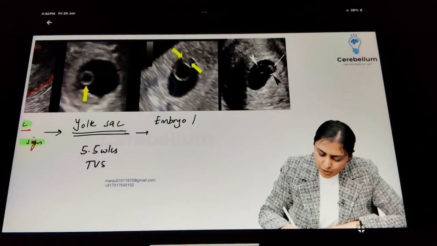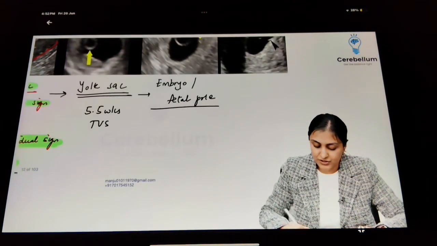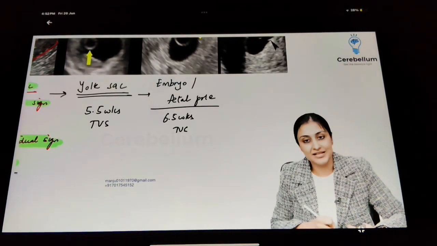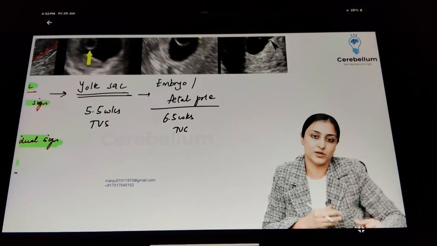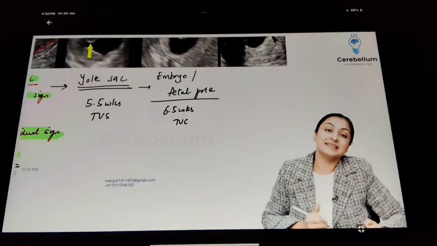So this is the embryo or the fetal pole. The earliest you can see this on an ultrasound is 6.5 weeks, 1 week later. So you remember 1 week, 4.5, and then you just keep adding 1. You don't remember all values, okay? So 6.5 weeks, we see the embryo and the fetal pole.